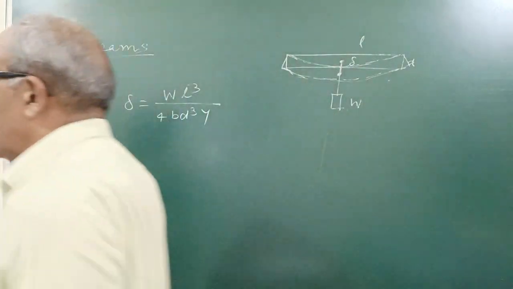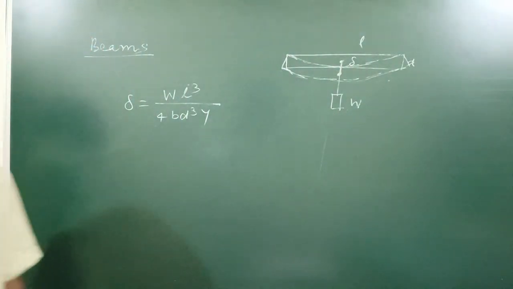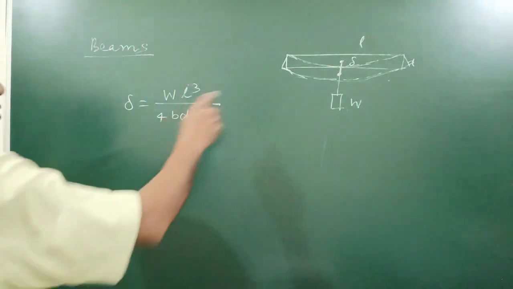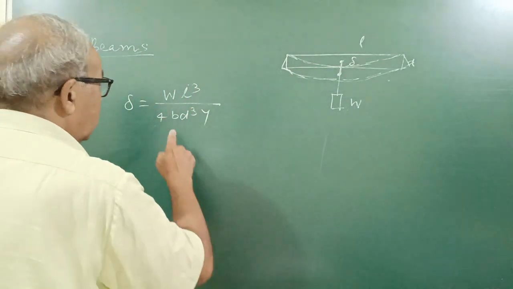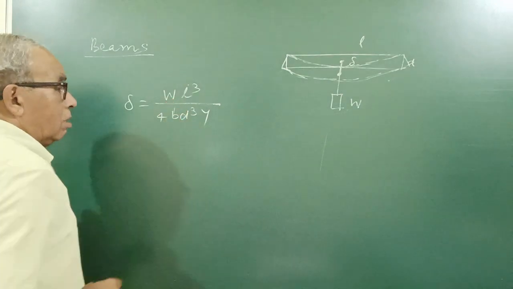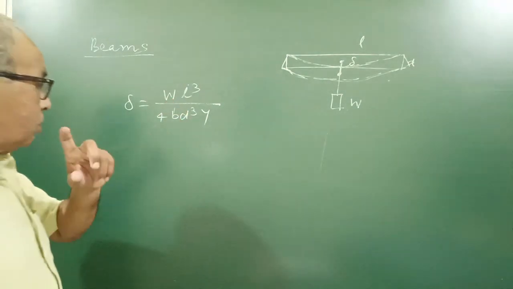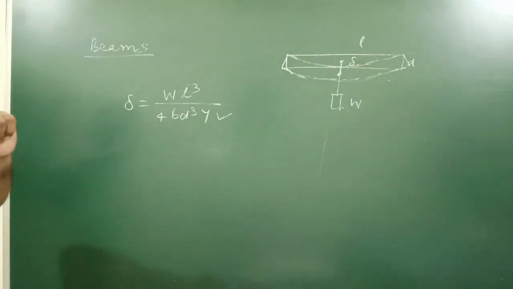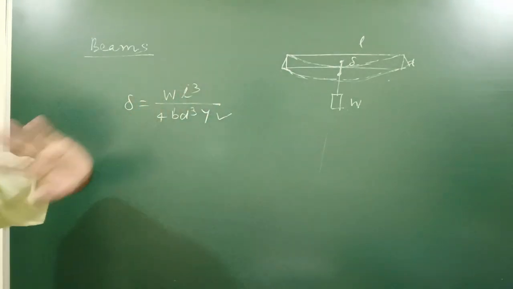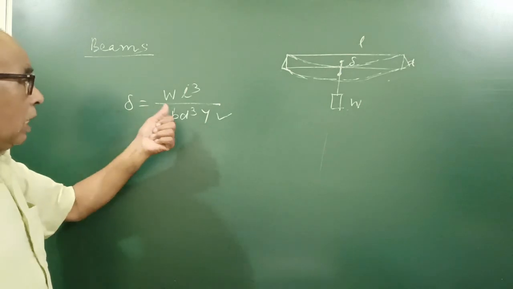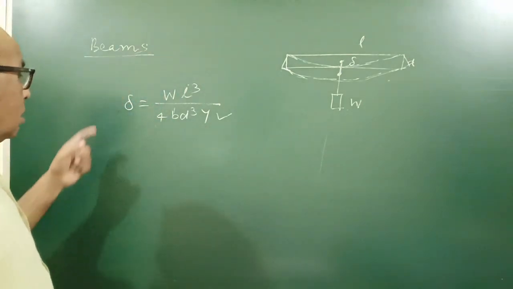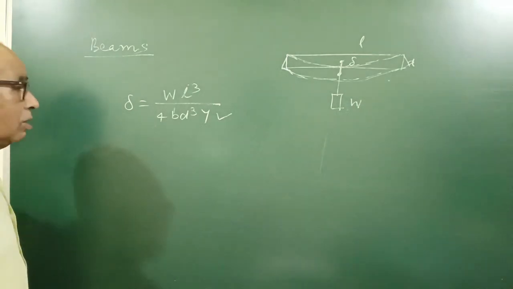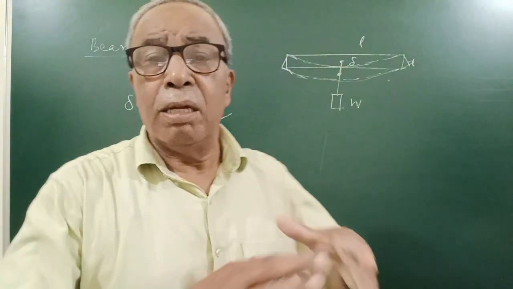The depression or the bending is delta. W is the weight suspended, L is the length, B the breadth, D the depth, and Y the Young modulus. So higher the Young modulus, lesser will be the depression. Here, smaller the length, lesser the deviation. But we have a limit.